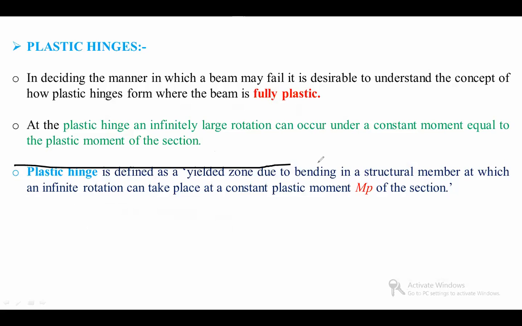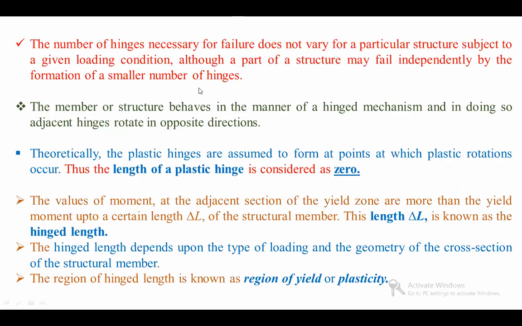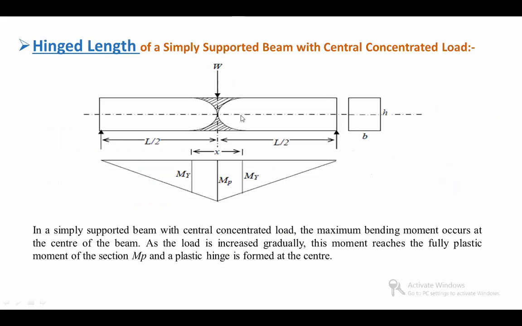Plastic hinge is defined as the yielded zone due to bending in a structural member at which infinite rotation can take place at a constant plastic moment, MP, right? So this is regarding your plastic hinge, right? This yielded zone, hinge length.